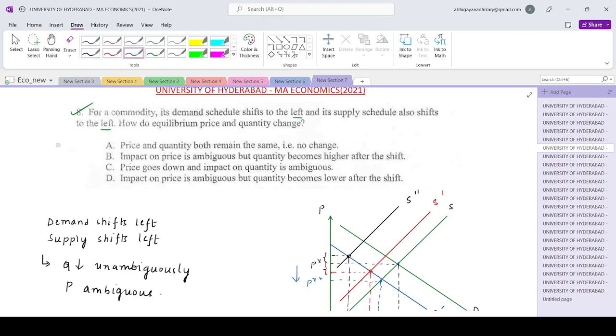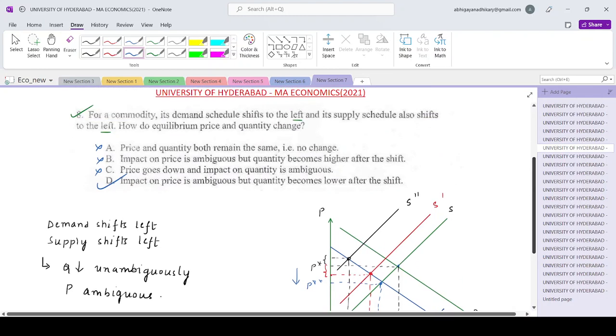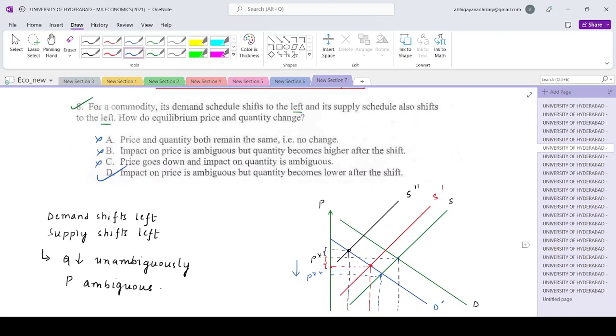Option A says that price and quantity both remain the same, no change. That's false. Option B says the impact on price is ambiguous, but quantity becomes higher after the shift. The first part is right, but the second part is wrong because quantity doesn't increase. Option C is price goes down and the impact on quantity is ambiguous. This is also not right. So obviously it has to be D, that the impact on price is ambiguous, but the quantity becomes lower after the shift. That's your answer, which we can clearly observe by simply drawing a diagram. Okay, so that's the answer to question number 8.